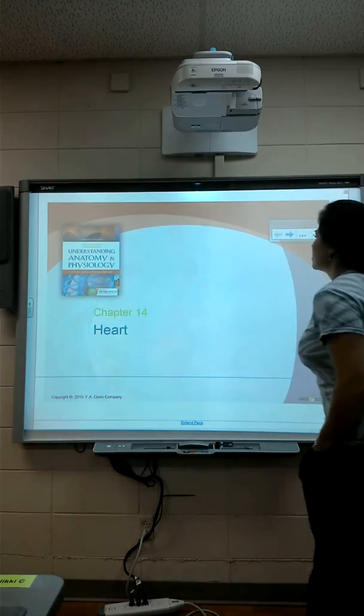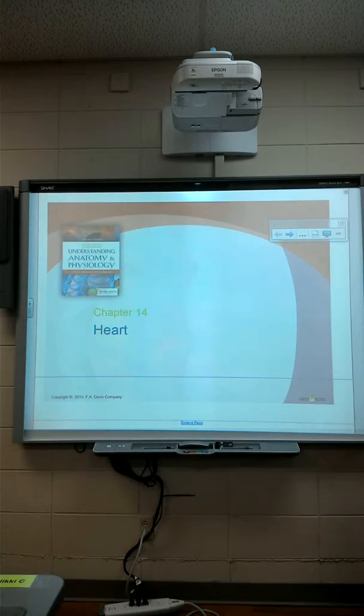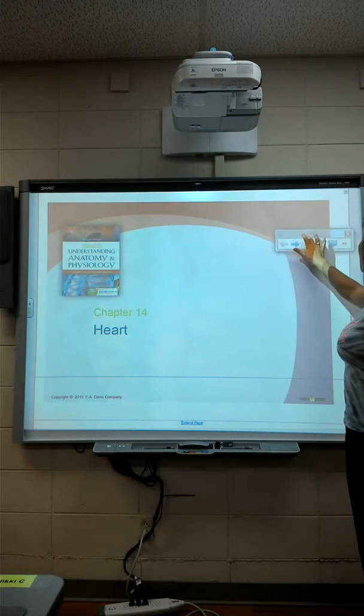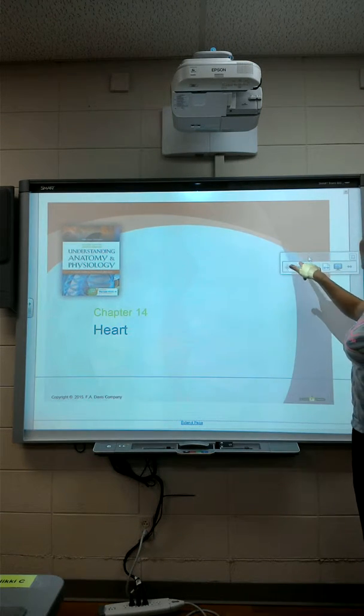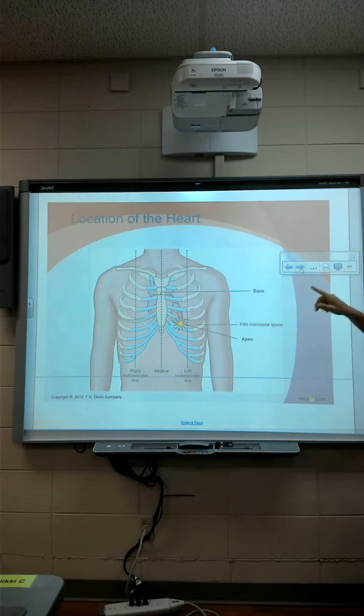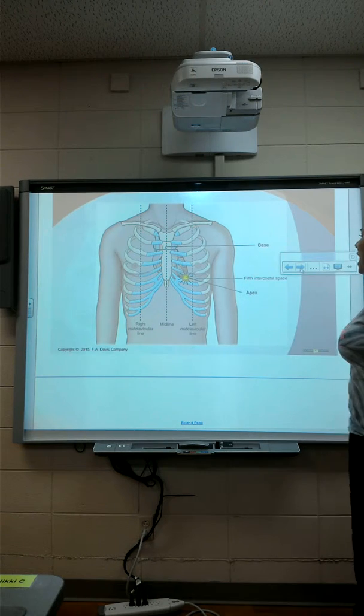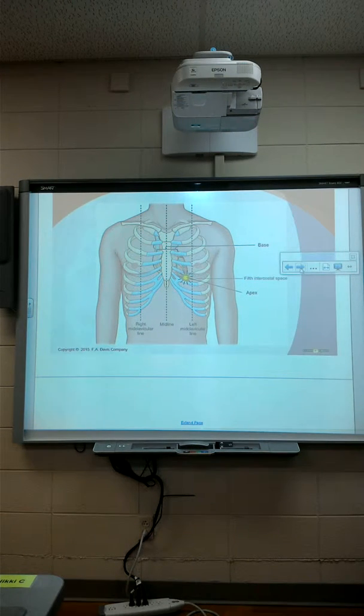Alright, we're starting out with chapter 14 today, looking at the heart itself. We've already started with blood, and then we'll finish with the vessel network. A lot of the heart things are just going to be particularly anatomy, not so much the physiology behind it, but we will look at some of it.